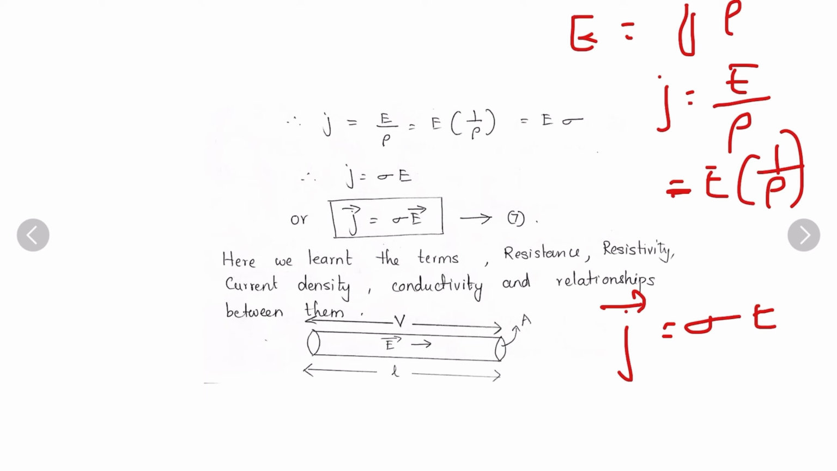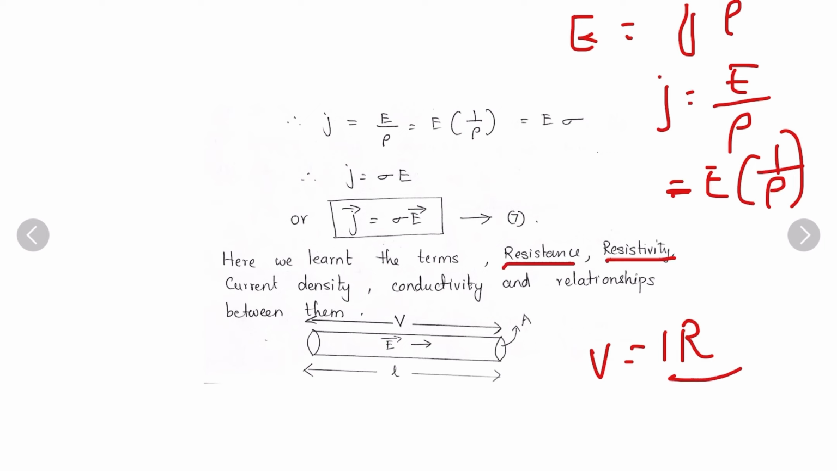So what we have learnt today is Ohm's law, which is V is equal to IR, and we learnt the terms resistance, resistivity, current density, conductivity, and the relationships between various quantities. So these are all very different terms which we have learned.